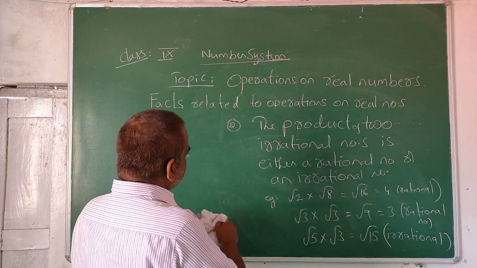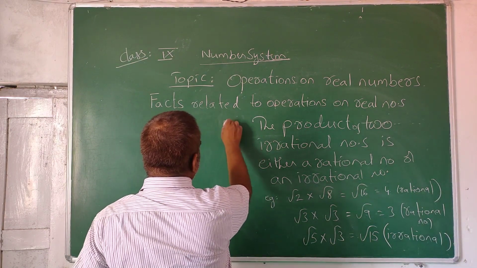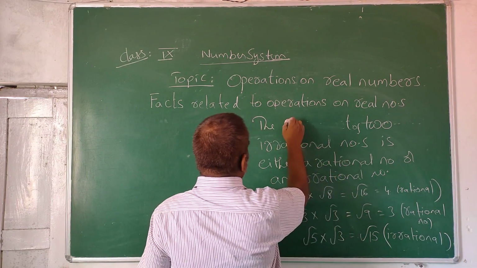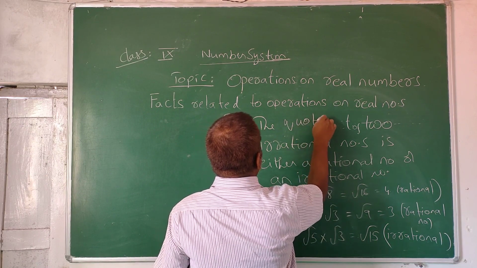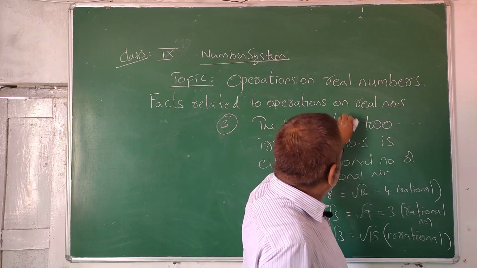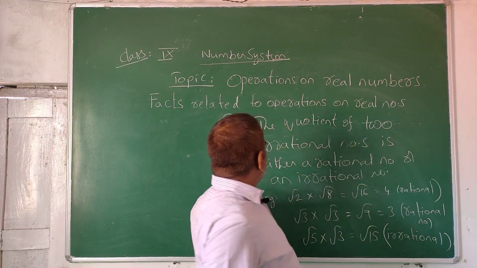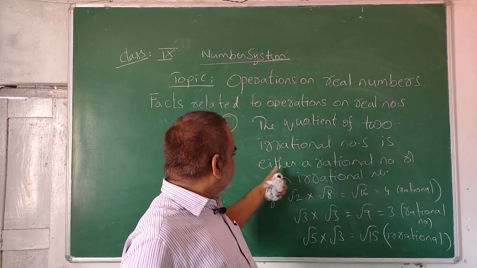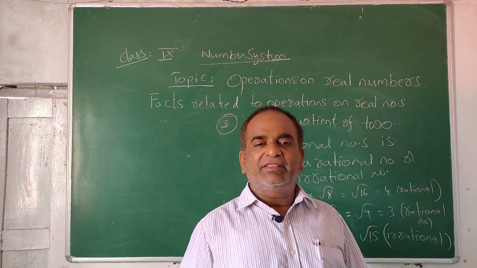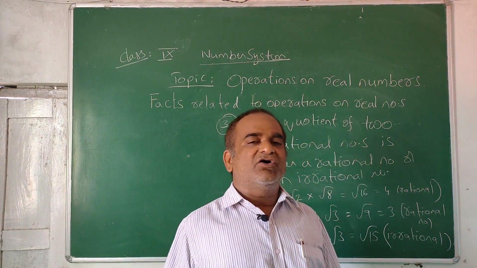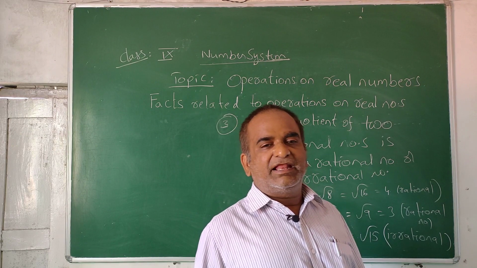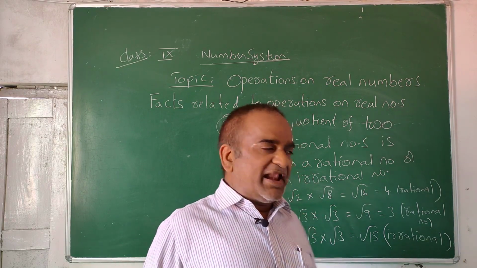Understood? Next, property 3: here, instead of product, we take the quotient. The quotient of two irrational numbers is either a rational number or an irrational number. Here also it is the same as in the case of product. The quotient of two irrational numbers is an irrational number or a rational number.